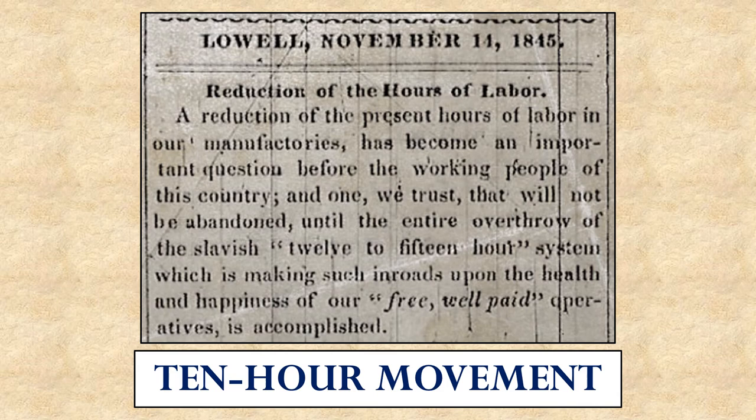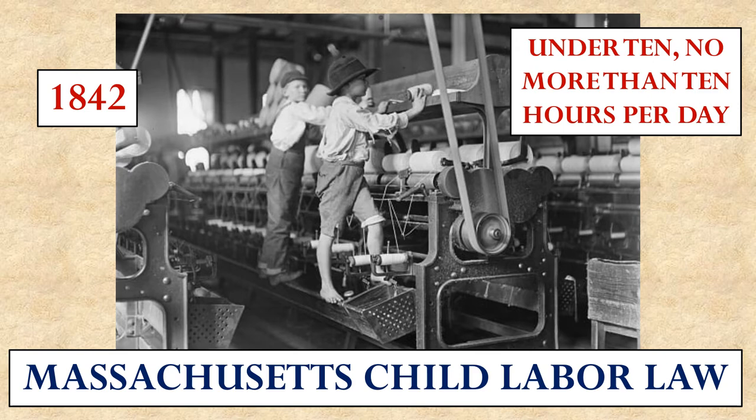While they did not succeed immediately in this general push from the labor unions to get a 10-hour day, there were smaller successes. Like, for example, in 1842, Massachusetts passed its child labor law, which said that children working in factories who were under the age of 10 could not be forced to work more than 10 hours a day.